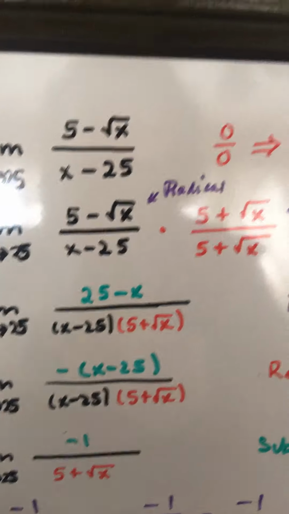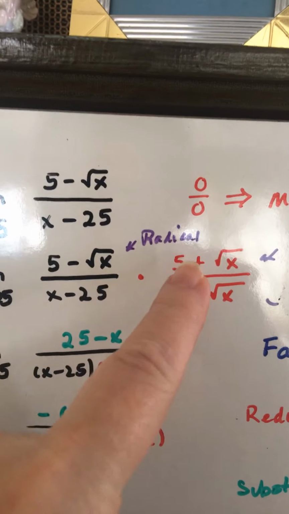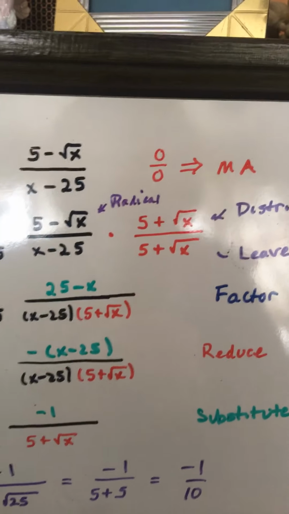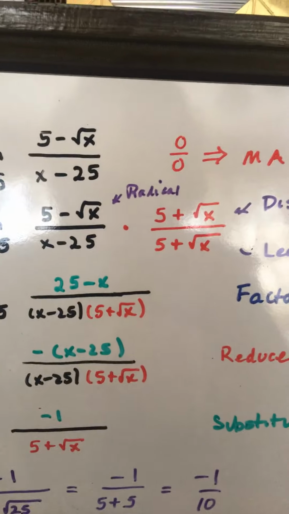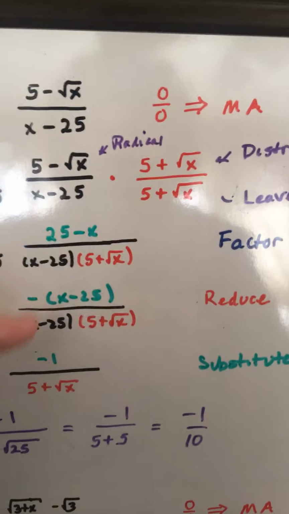So I rationalize the numerator. The minus becomes a plus. I distribute and get 25 minus x. I leave the denominator factored. Oh no, these don't match.